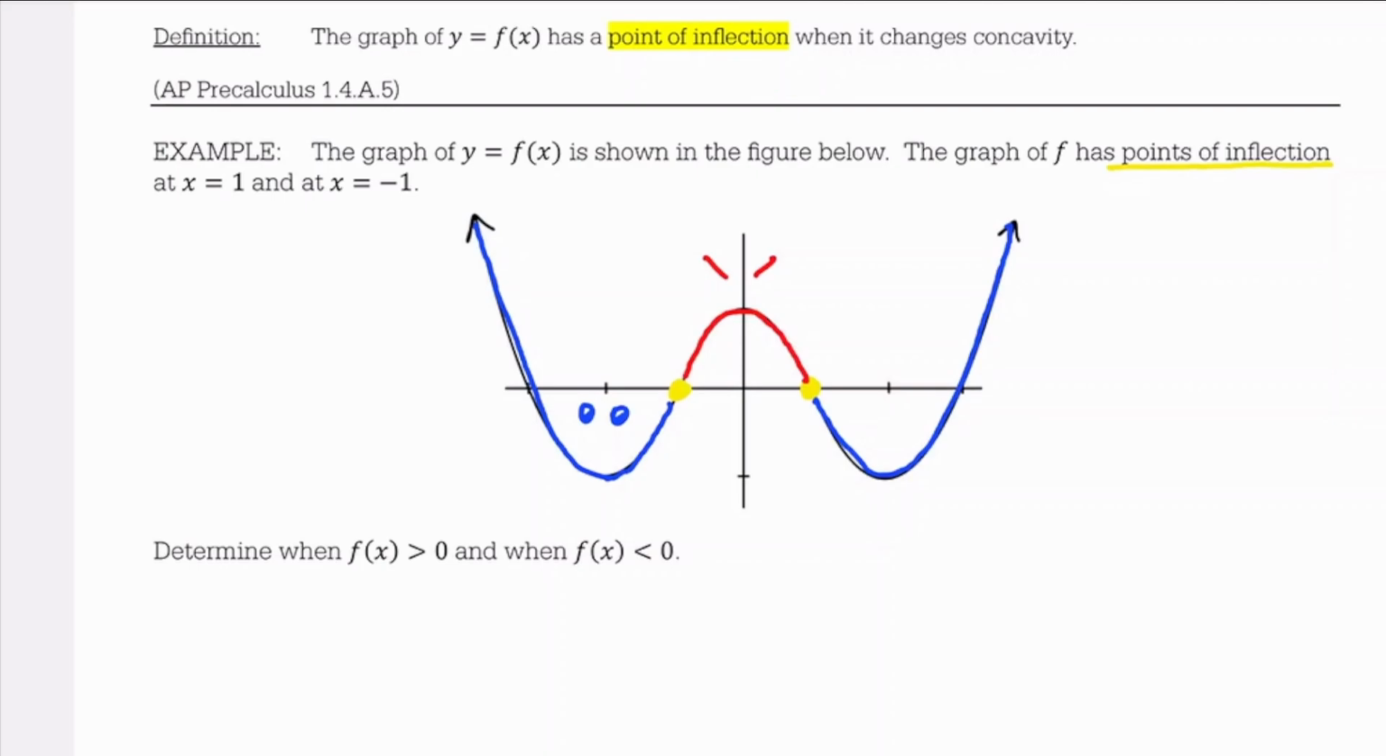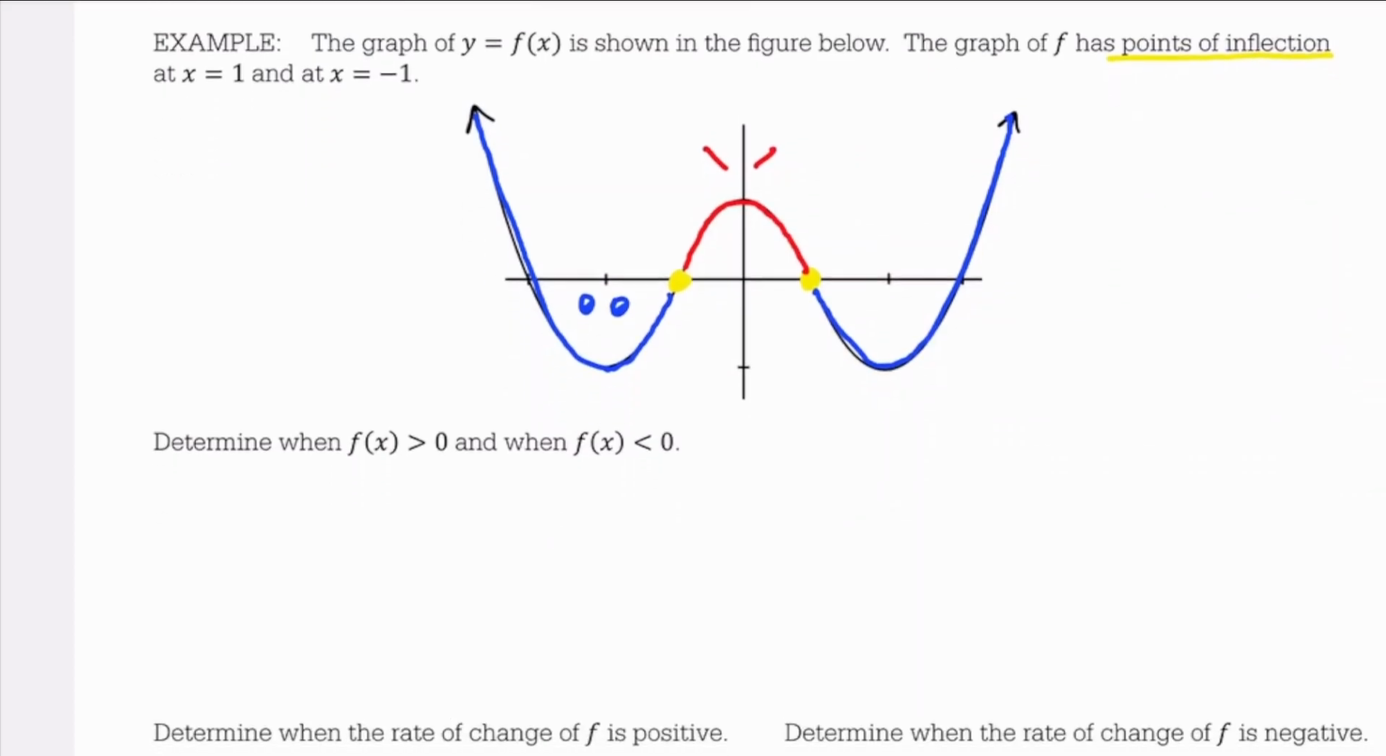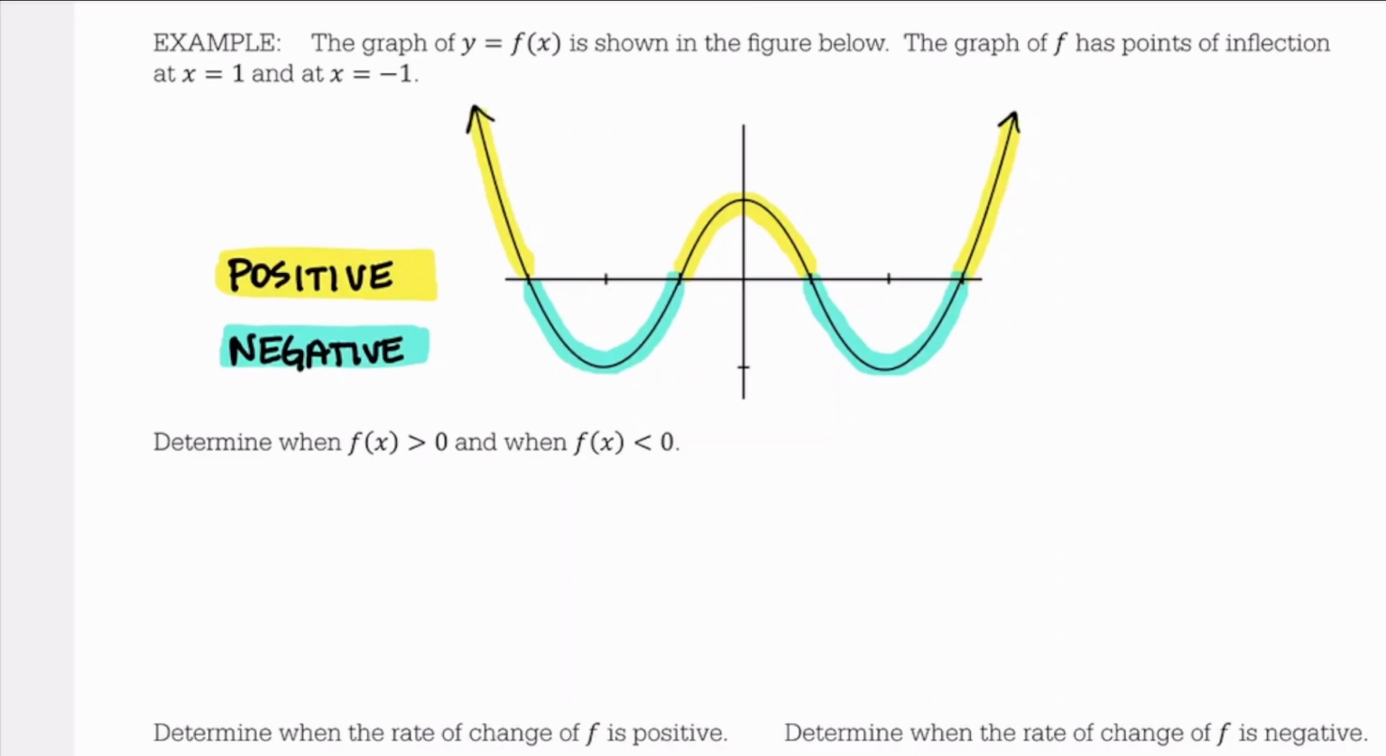Okay, but this question here, I'm going to start off a little bit easier. Where is f greater than 0 and when is f less than 0? Now remember, f of x, that's like the y-coordinate on the graph, so we're just asking when is the y-coordinate positive and when is the y-coordinate negative.